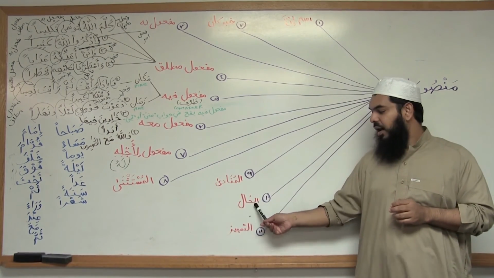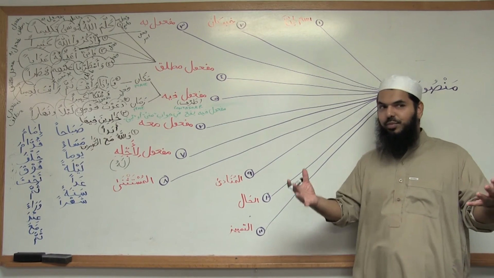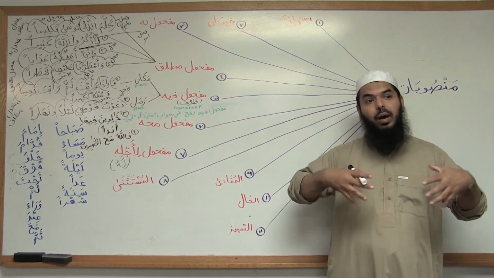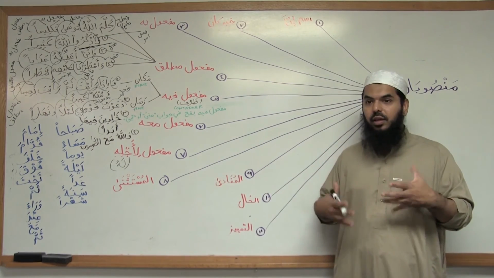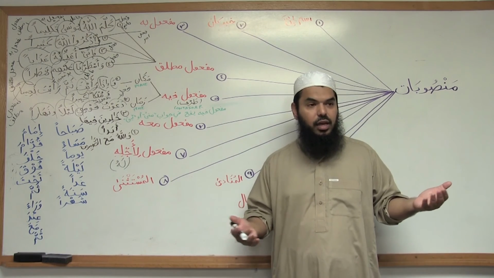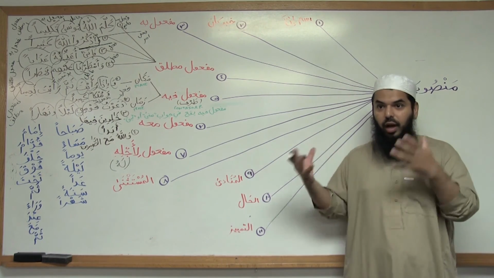Tayyib. Hal and tamyiz. Hal is, as you can tell from the word probably, a condition. And tamyiz is telling you about that thing in itself. Hal is temporary. Like if I said, كيف حالك? Right? And you said, جيدا. Right? That's your hal.